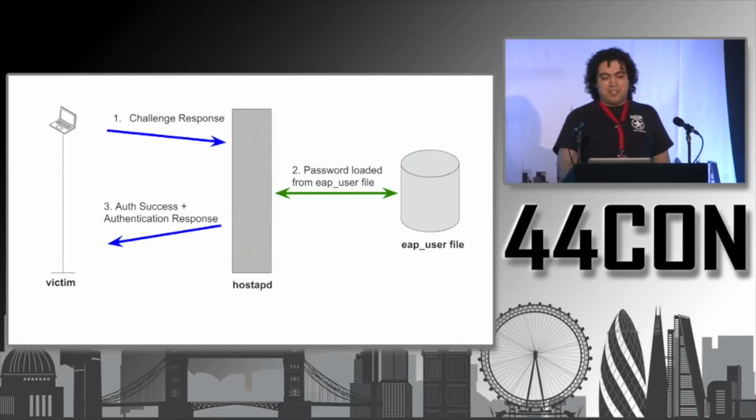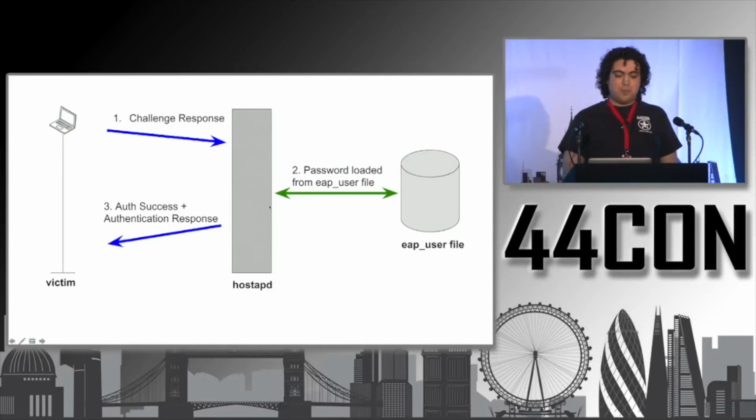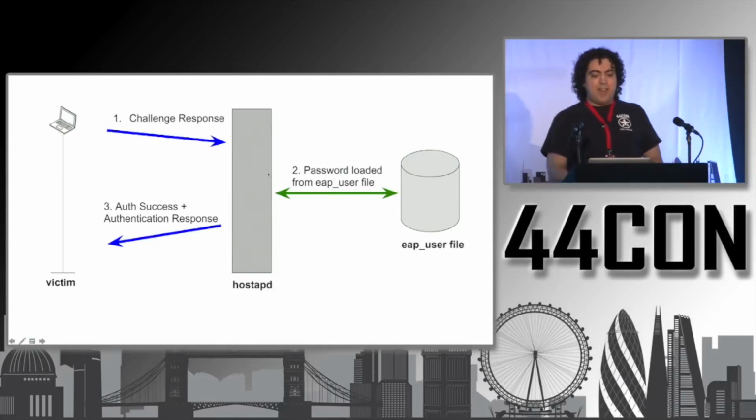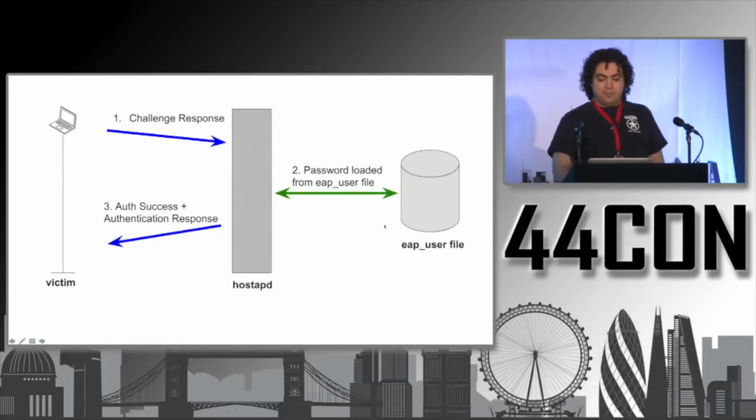So it's going to attempt to load this password from the EAP user file and then use that to construct an authentication response that it sends to the victim along with the authentication success message. Of course, if we're using this attack to steal RADIUS credentials in the first place, we're not going to have the user's password or NT hash of the password in the EAP user file. So this is where things are going to start to break down.